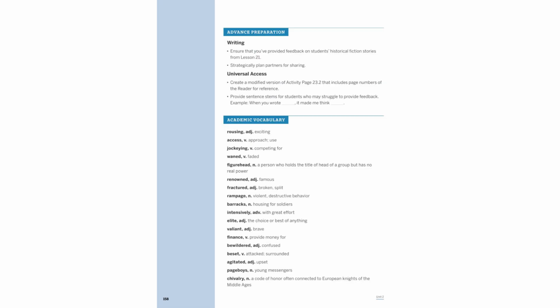In preparation for writing, ensure feedback on historical fiction stories is provided. Strategically plan partner sharing and create a modified activity page 23.2 with reader page numbers. Offer sentence stems for feedback, like, "When you wrote...it made me think..." Key vocabulary includes rousing, jockeying, and chivalry, among others.